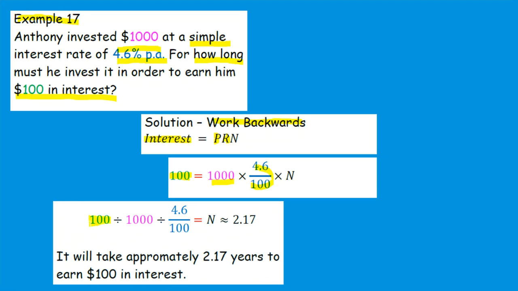Start with 100, work backwards, so instead of timesing, we divide. Instead of timesing, we divide. So N equals 2.17 years. And it's good practice to finish with a sentence answer.